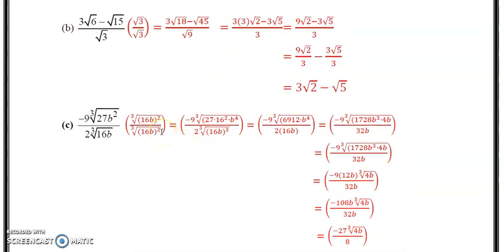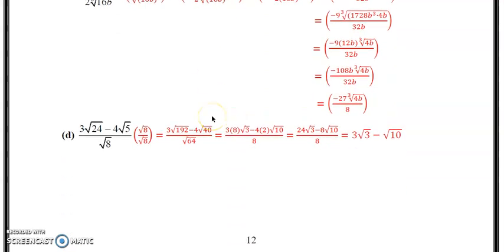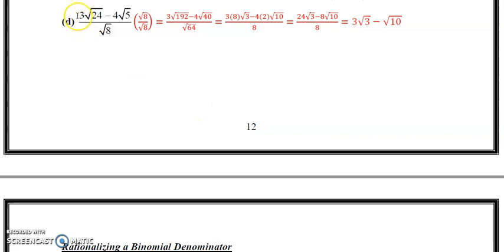Here's one with the cube root. Again, this is an extension. It's not necessary for us, but it is recommended you take a look at the cube root ones as well. Done the exact same way, but instead of the square root, you're doing cube root in C. Okay. And in D, we have 3 square root 24 minus 4 root 5 all over root 8.